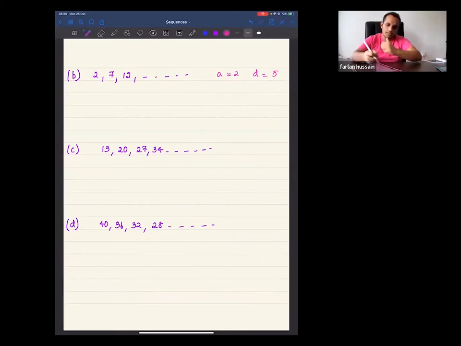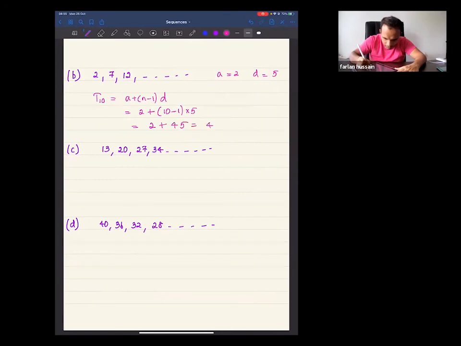So the 10th term is going to be, again, A plus N minus 1 into D. A is 2. N is 10. 10 minus 1. Common difference is 5. So that is 2 plus 10 minus 1 is 9. 9 into 5 is 45. 2 plus 45 will become 47.